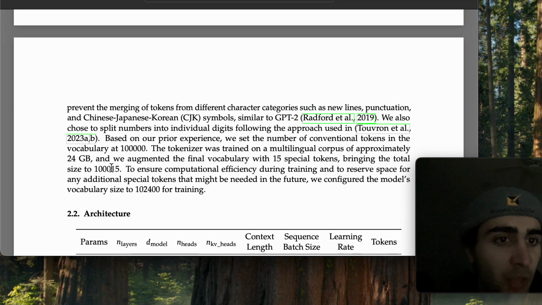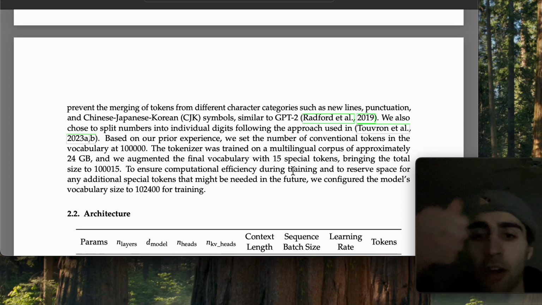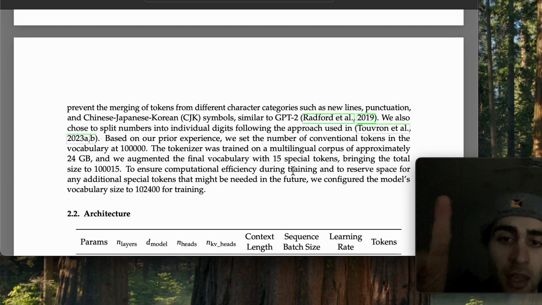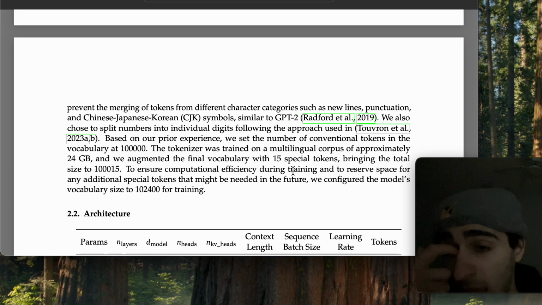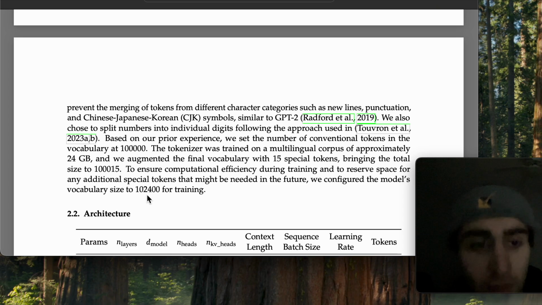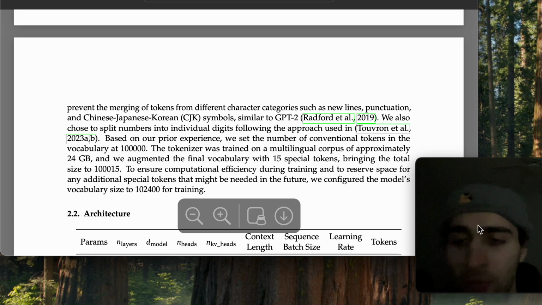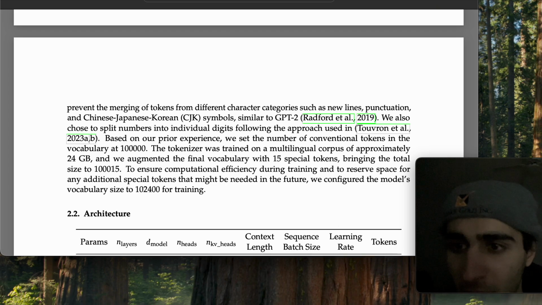One thing which I will mention is they have a vocabulary size of 100,000. However, they add 15 special tokens afterwards. These are the padding tokens, for example, the separator token, so in between sentences, and etc. But they also do change it at the end to 102,400, and this is only, I guess, for it being a multiple of a power of 2. So it's for efficiency purposes, but we can ignore that.